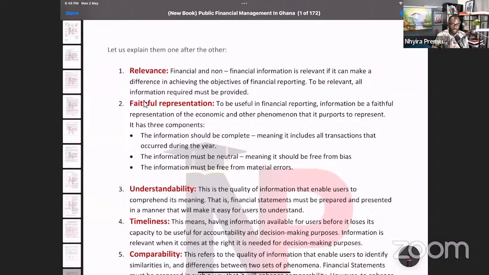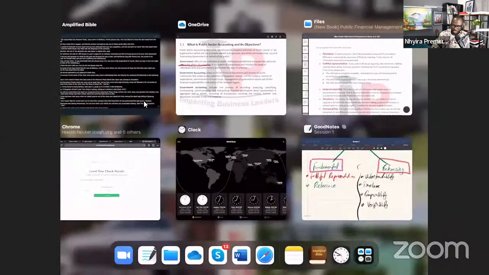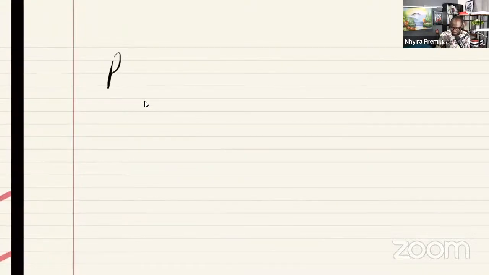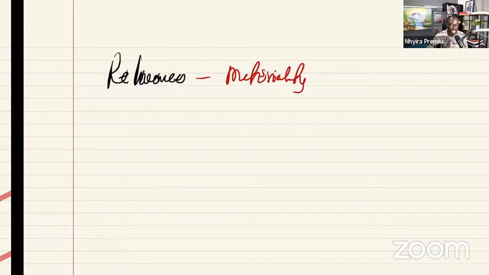So number one, relevance. Relevance simply means that every information that is necessary, that is material, should be included in the financial statements. That is what we mean by relevance. So relevance has to do with inclusion of the item in the financial statements, and it depends on the materiality of the item, so that if the thing is material, then it will be relevant for the users.